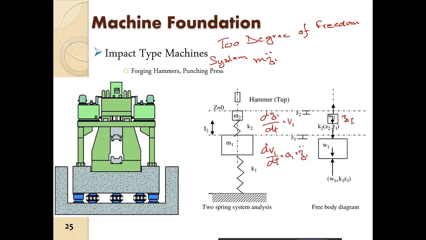Then what are the forces? Okay, so top mass is z2. This is M2, and this is M1. This is K1 and this is K2. So we have the inertial force in the mass M into acceleration, M z2 double dot.